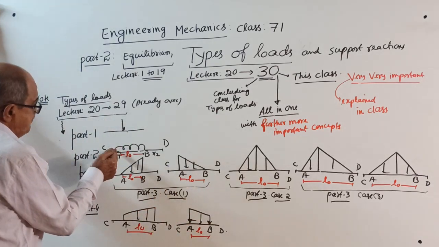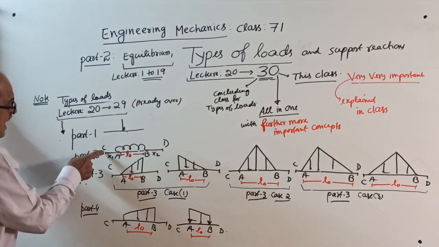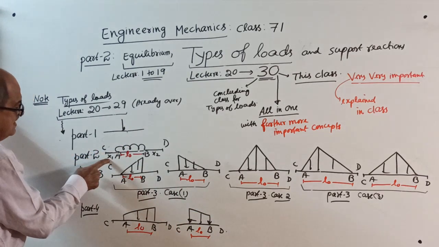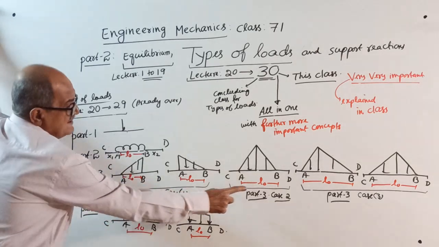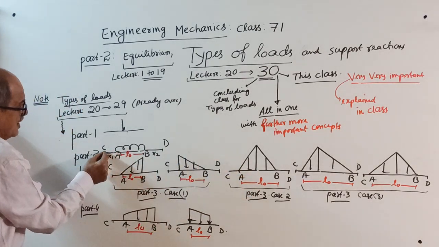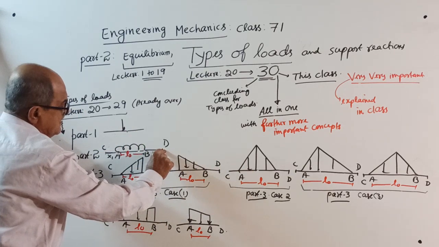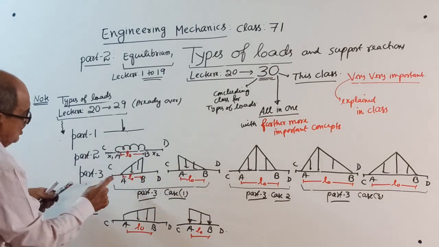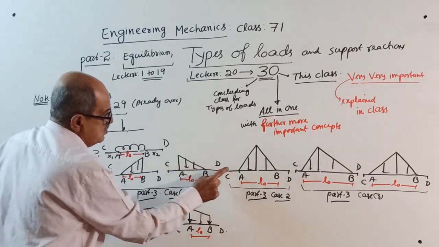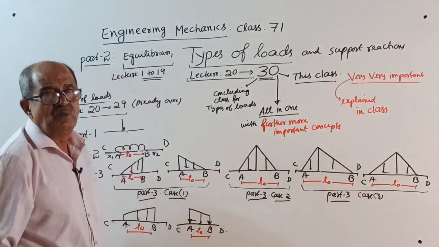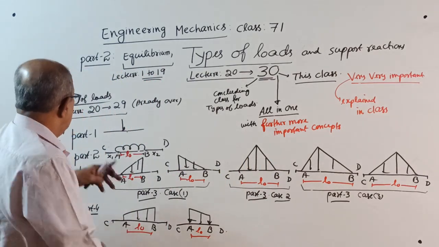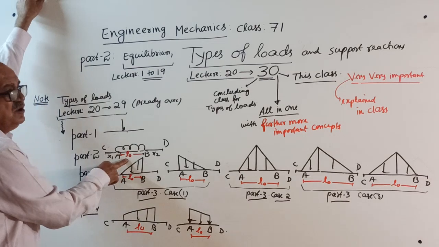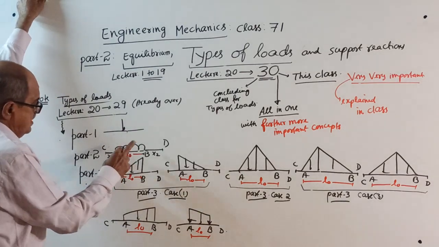Then from A to the left side, I took a random point C at some distance x1. From B, some distance x2 to the right side. Everywhere it is the same: x1, x2, x1, x2. Sometimes these are given numerically. Now, part 2 is for uniformly distributed load.